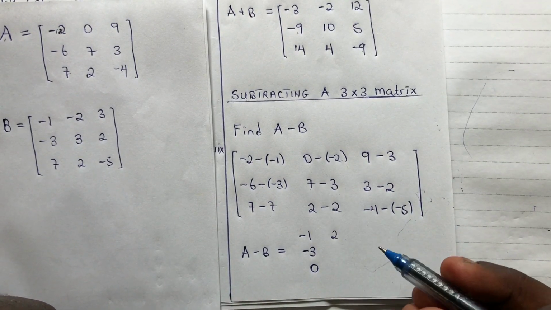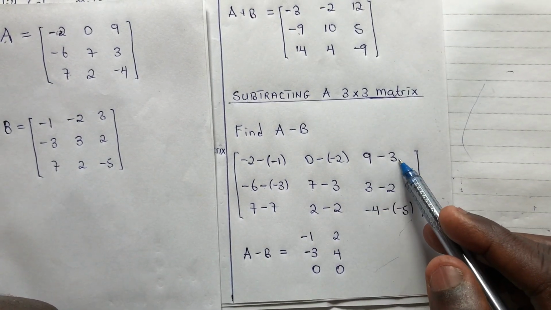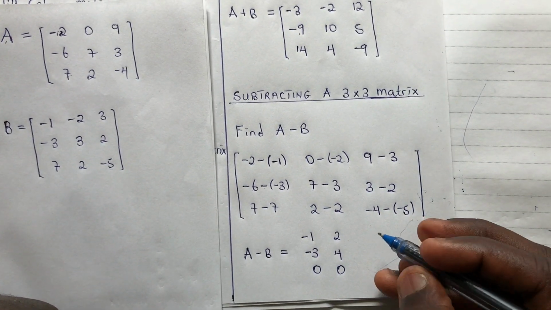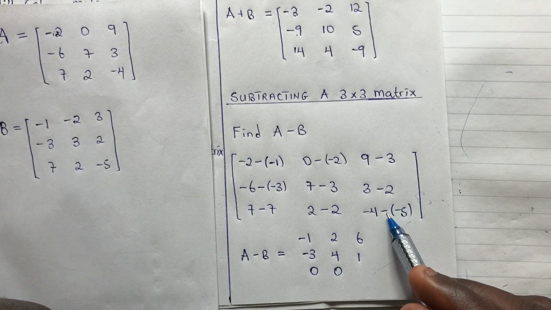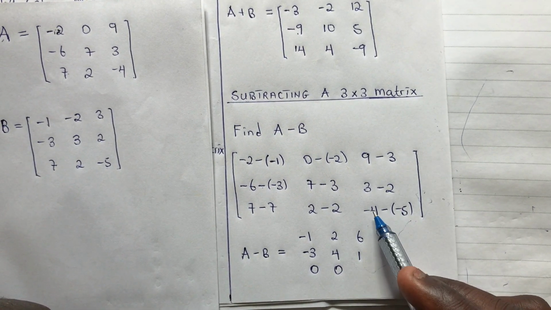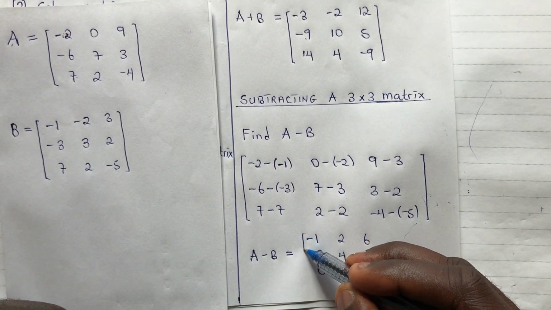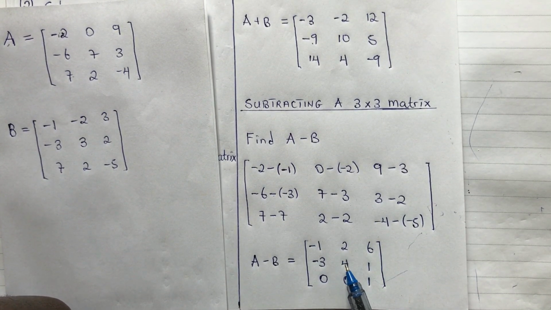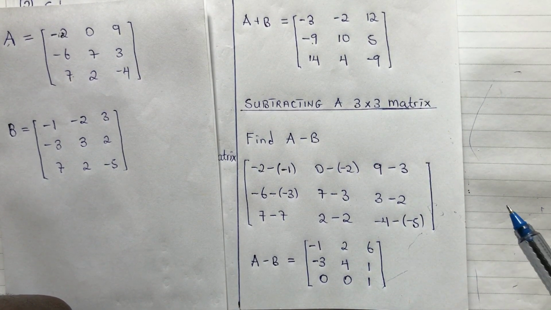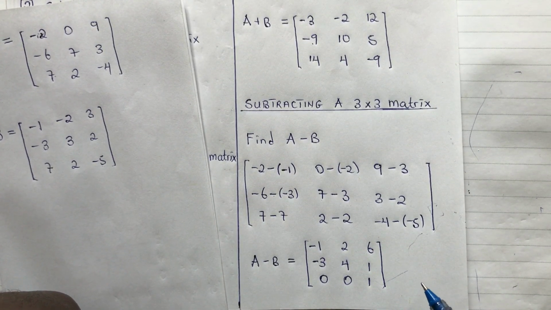And then 7 minus 3, the result is 4. And then 2 minus 2, we have 0. 9 minus 3, the result is 6. And then this minus this, we have 1. This minus this, we have negative times this will give us positive 5. Add it to this, the result is 1. Okay, so that is all. So we put this in a square bracket. And we have negative 1, 2, 6, negative 3, 4, 1, 0, 0, 1. So check this very carefully. And you can give me a feedback if you see that there is an error with this, so that I will confirm it.